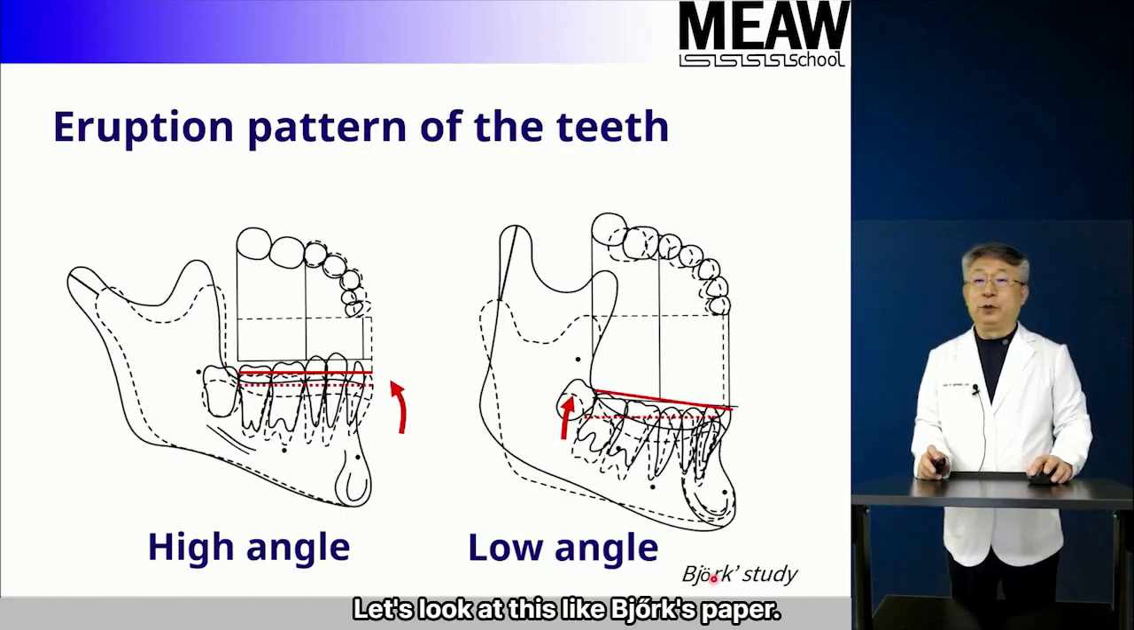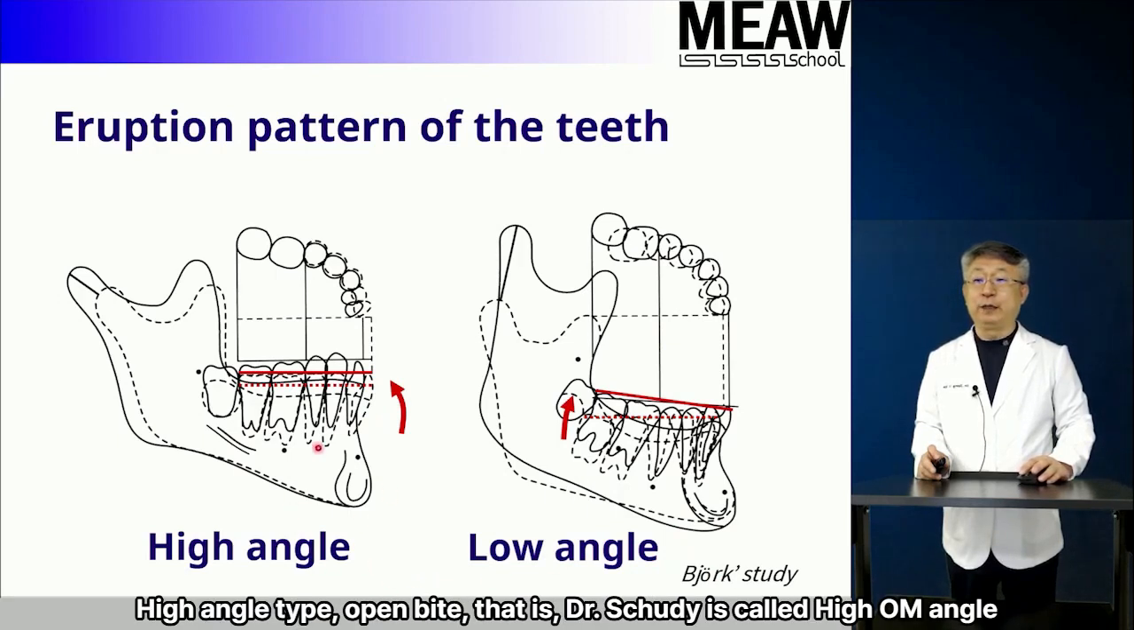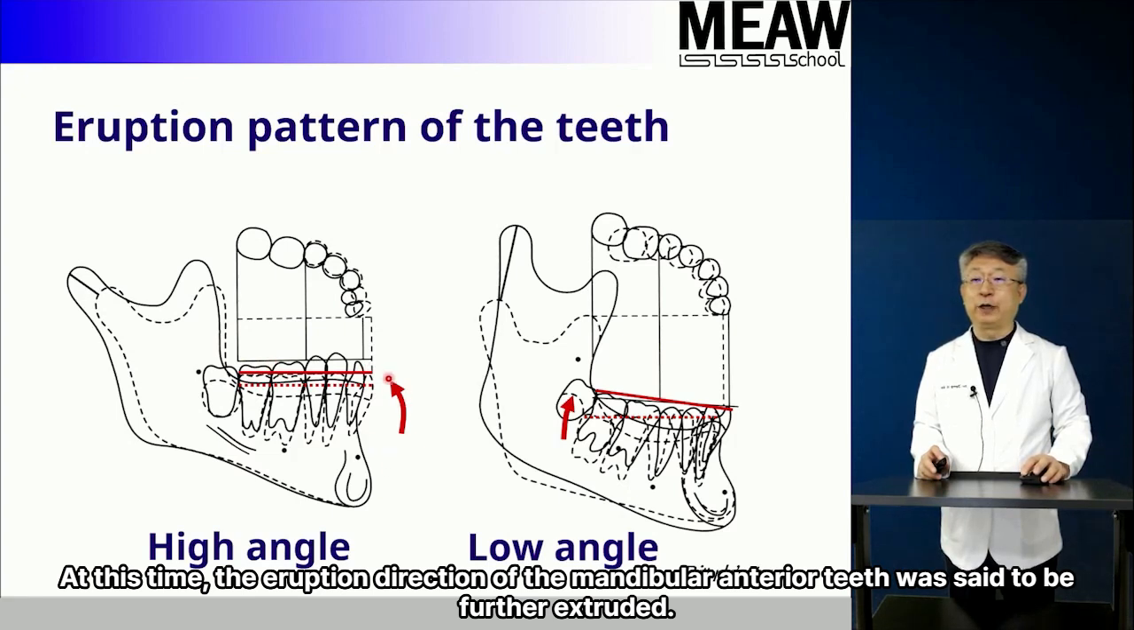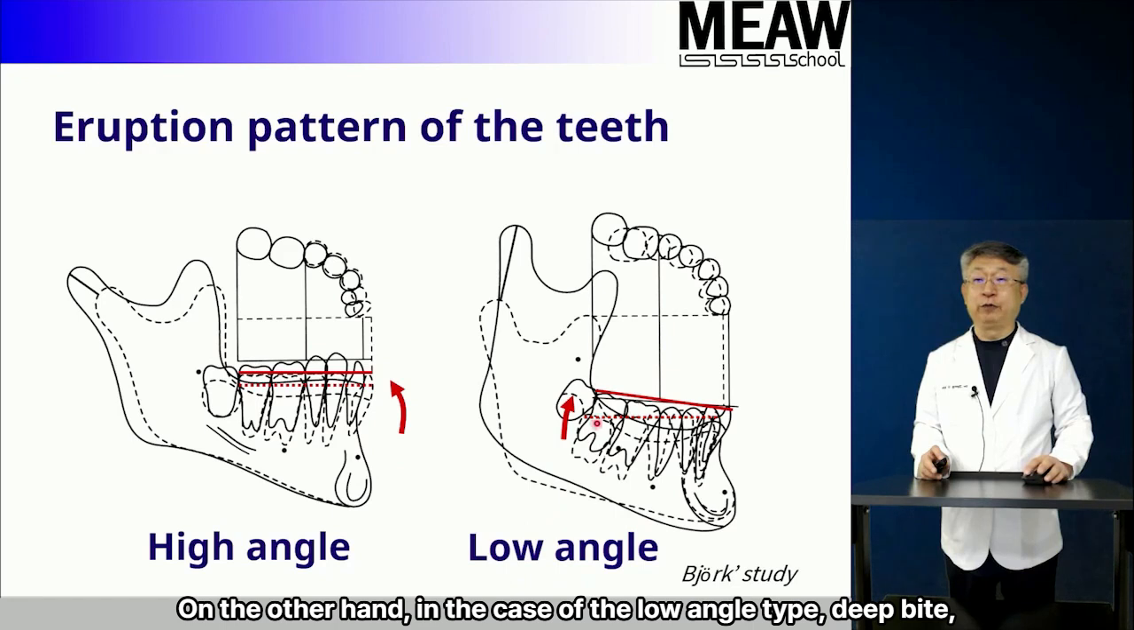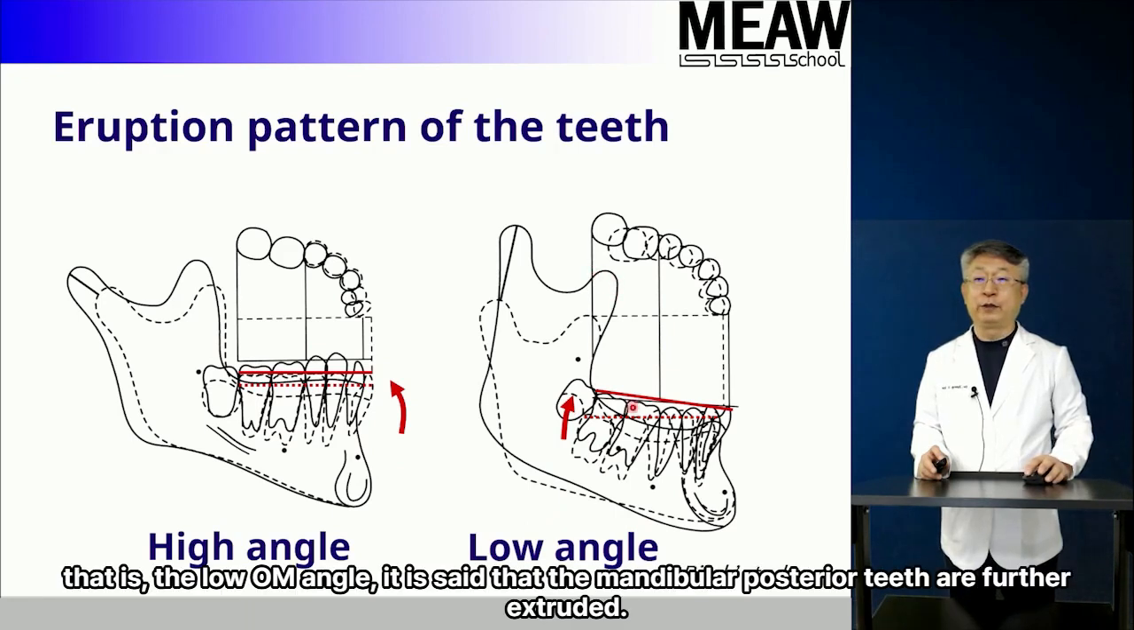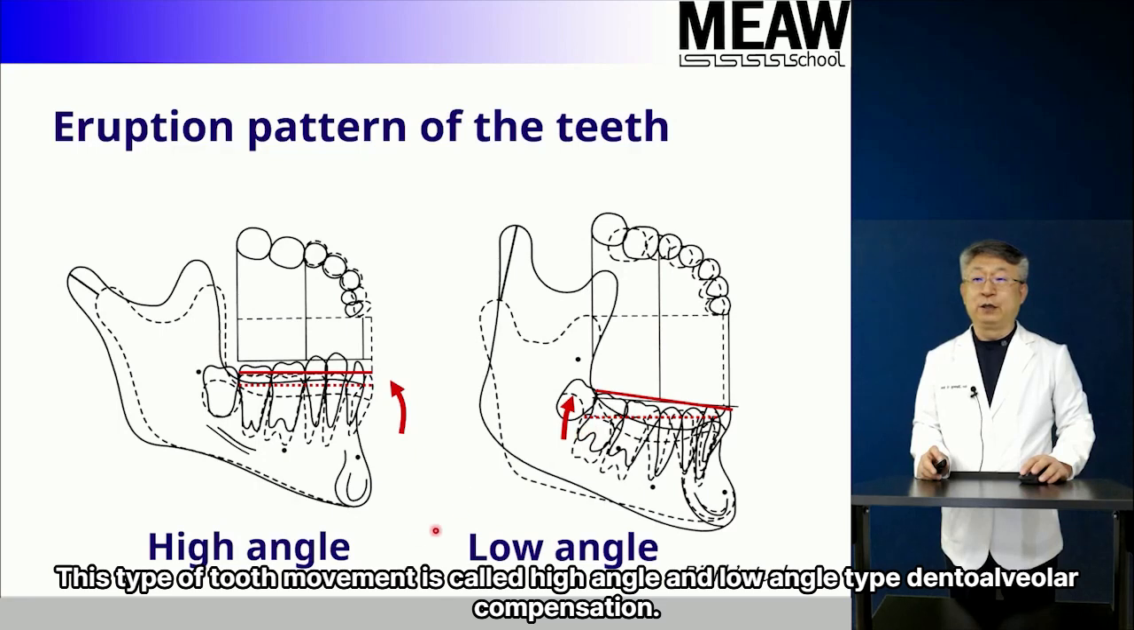Let's look at this like Björk's paper. High angle type, open bite, that is, what Dr. Schudy calls high OM angle. At this time, the eruption direction of the mandibular anterior teeth was said to be further extruded. On the other hand, in the case of the low angle type, deep bite, that is, the low OM angle, it is said that the mandibular posterior teeth are further extruded. This type of tooth movement is called high angle and low angle type dentoalveolar compensation.